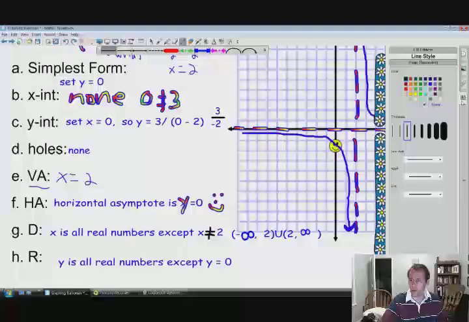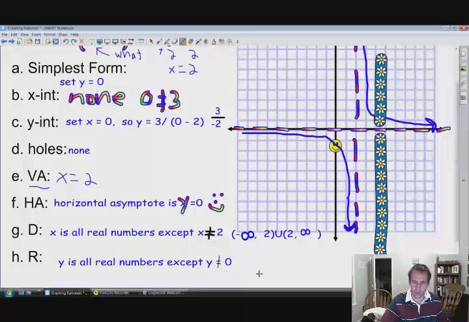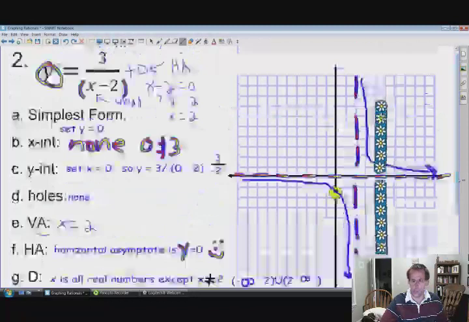So we'll go ahead and grab that there just like that. Excelente. There we go. Except y cannot equal 0. Sweet. So there is number 2 done.